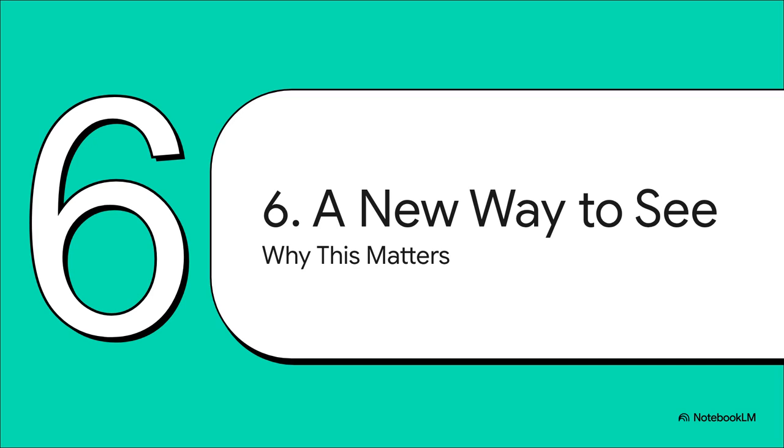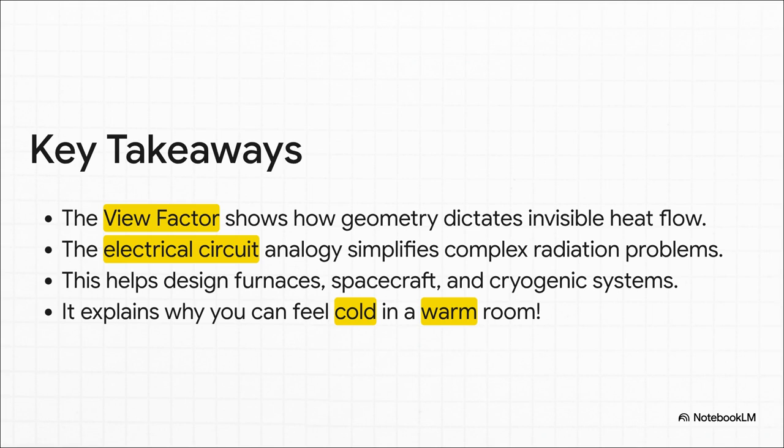Okay, let's bring it all home. We've gone from a chilly room to campfires to electrical circuits. Now we can finally put all the pieces together and see why this matters. So, what are the big takeaways? First, the view factor is how geometry controls the flow of heat. Second, thinking about radiation like an electrical circuit is a game changer for making hard problems easy.